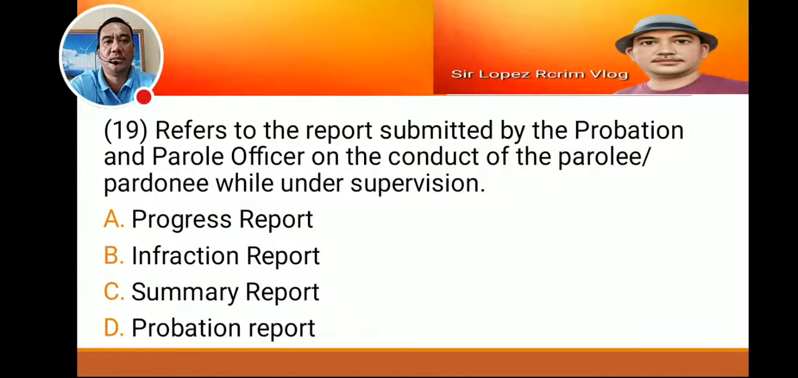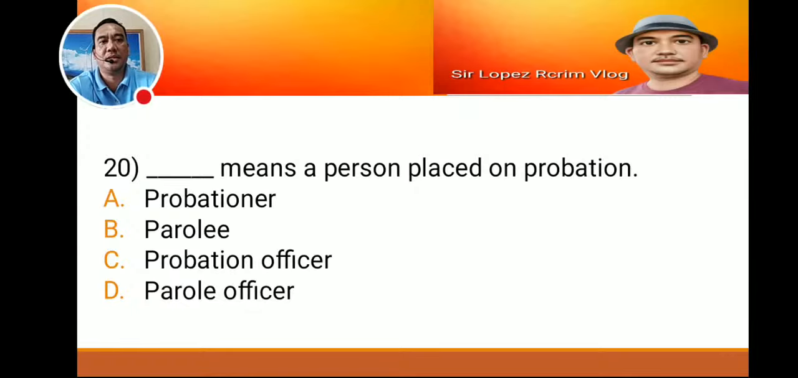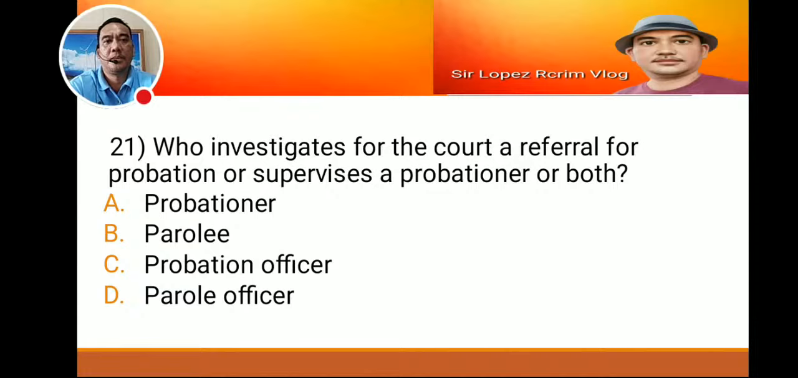Question number 20. Blank means a person placed on probation. A, probationer. B, parolee. C, probation officer. Or letter D, parole officer. Next, 21. Who investigates for the court a referral for probation or supervises a probationer or both? Letter A, probationer. Letter B, parolee. Letter C, probation officer. Or letter D, parole officer.